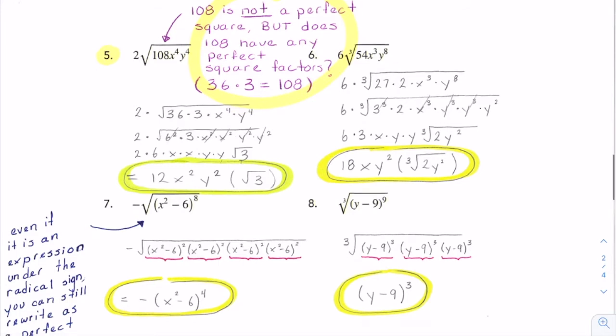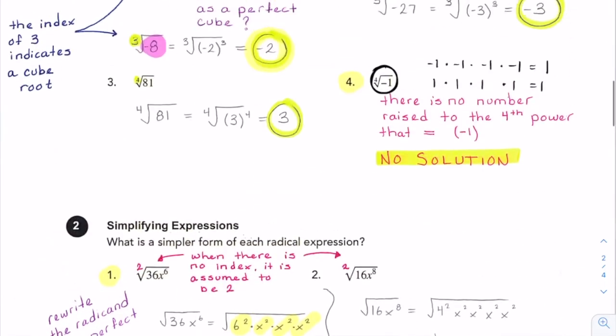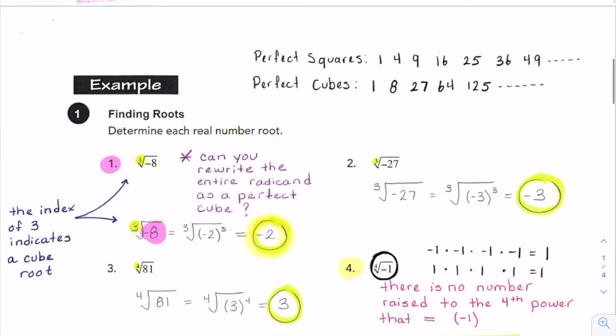So I'm going to scroll up a little bit to our list right here of perfect squares. So we want to know, are any of those numbers that I just highlighted a factor of 108? And you want to find the largest one. So of course you're probably going to recognize right away that 4 is a factor, but it is not the largest one. The largest factor is 36.